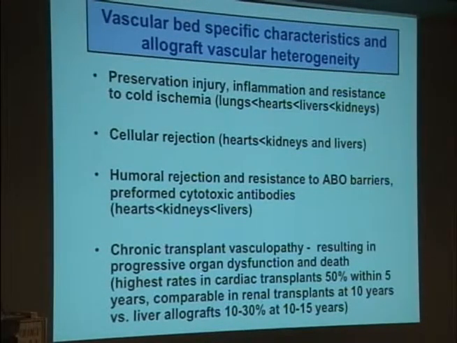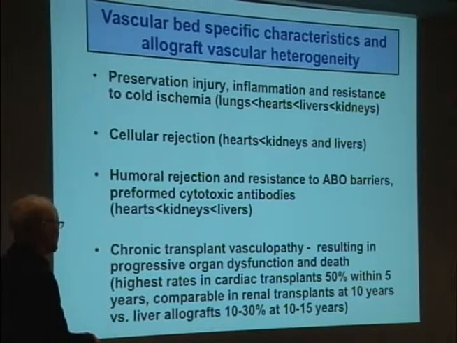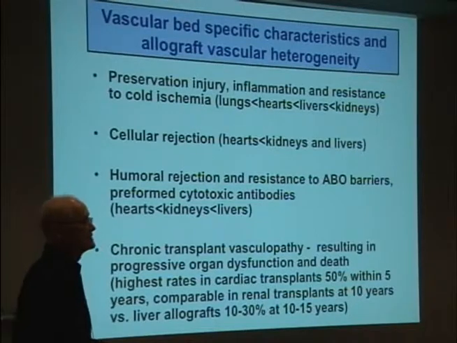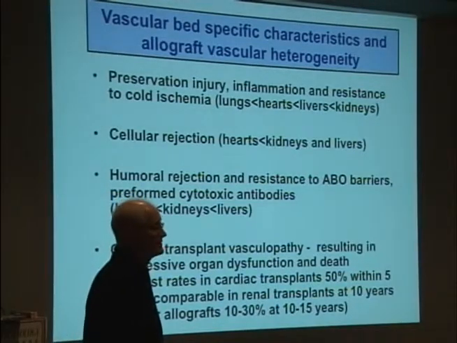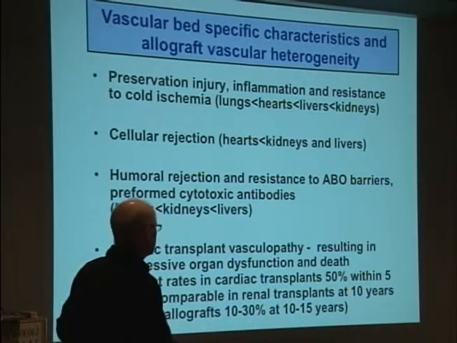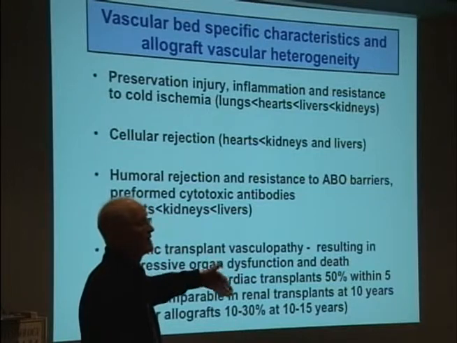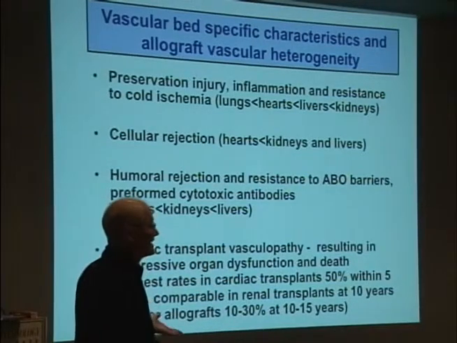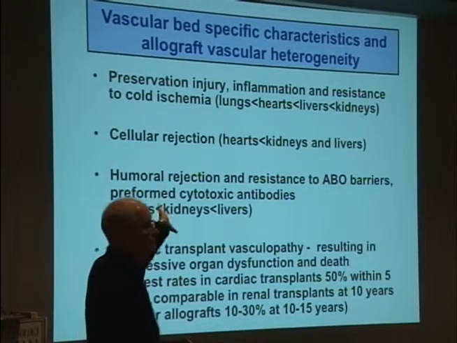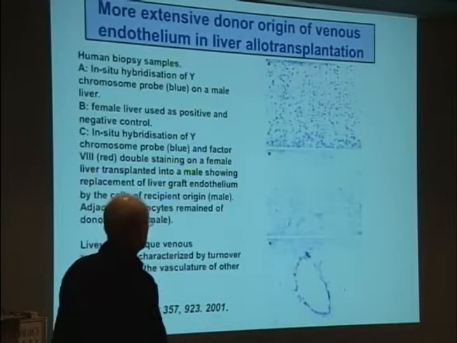And I find this also very curious. With chronic vasculopathy, the chronic rejection, this is the major problem with transplants in the allotransplant situation. Highest rates are in cardiac transplants, about 50% within 5 years. Comparable numbers in kidneys, but it takes twice that duration to get that level of chronic rejection. And in livers, we're only seeing it about 10 to 30% at about 10 to 15 years. So much less in the way of chronic rejection. And again, much less in the way of humoral rejection with regard to the livers.